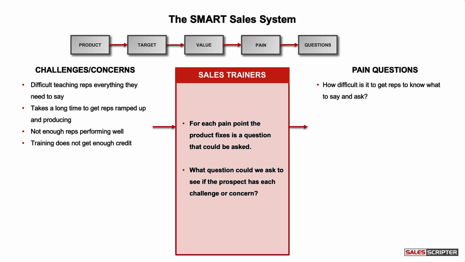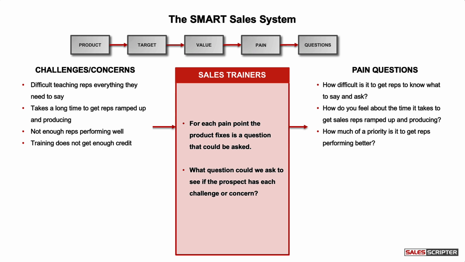And so for sales trainers, we came up with these questions. How difficult is it to get your reps to know what to say and ask? How do you feel about the time it takes to get reps ramped up and producing? How much of a priority is it to get reps performing better? How important is it to get more recognition for the training department?